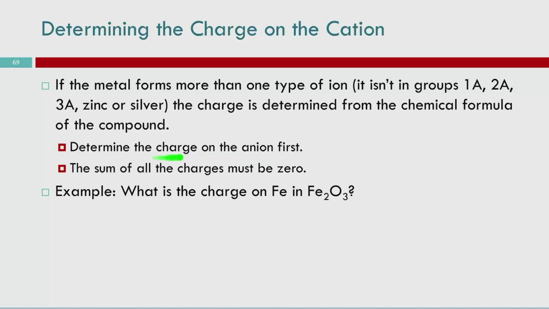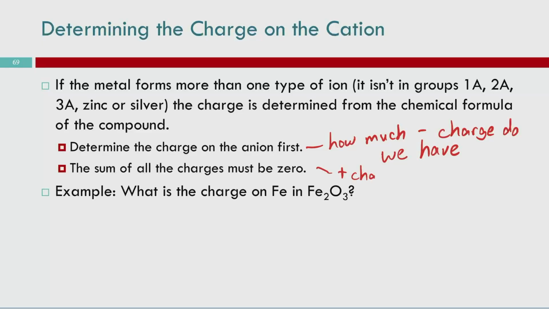The first thing we want to do is determine the charge on the anion. So we want to figure out how much negative charge we have. We know that the sum of all the charges must be 0. What this means is positive charge equals, or cancels, the negative charge. So if we figure out how much negative charge we have from our anion, we can figure out how much total positive charge we have. We can figure out how much positive charge each of our cations has.